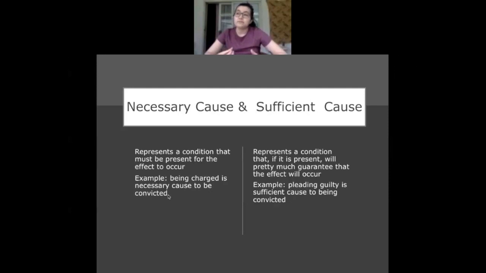In most aspects, those two come in the same vein. They're going to happen unless there's some anomaly, some weird thing that happened between you pleading guilty and being convicted, right? And so those are necessary causes and sufficient causes. So necessary is it needs to happen for something else to happen, and sufficient is that the two are likely to happen at the same time.